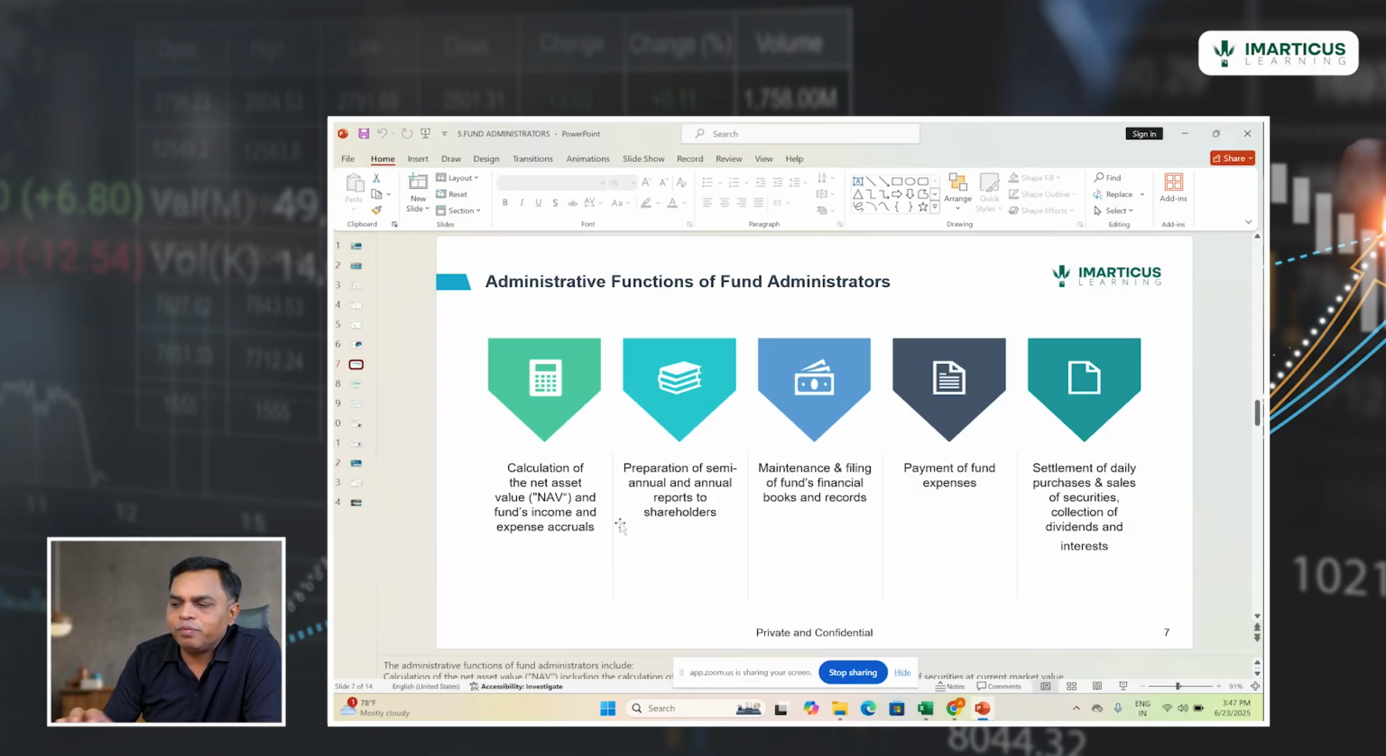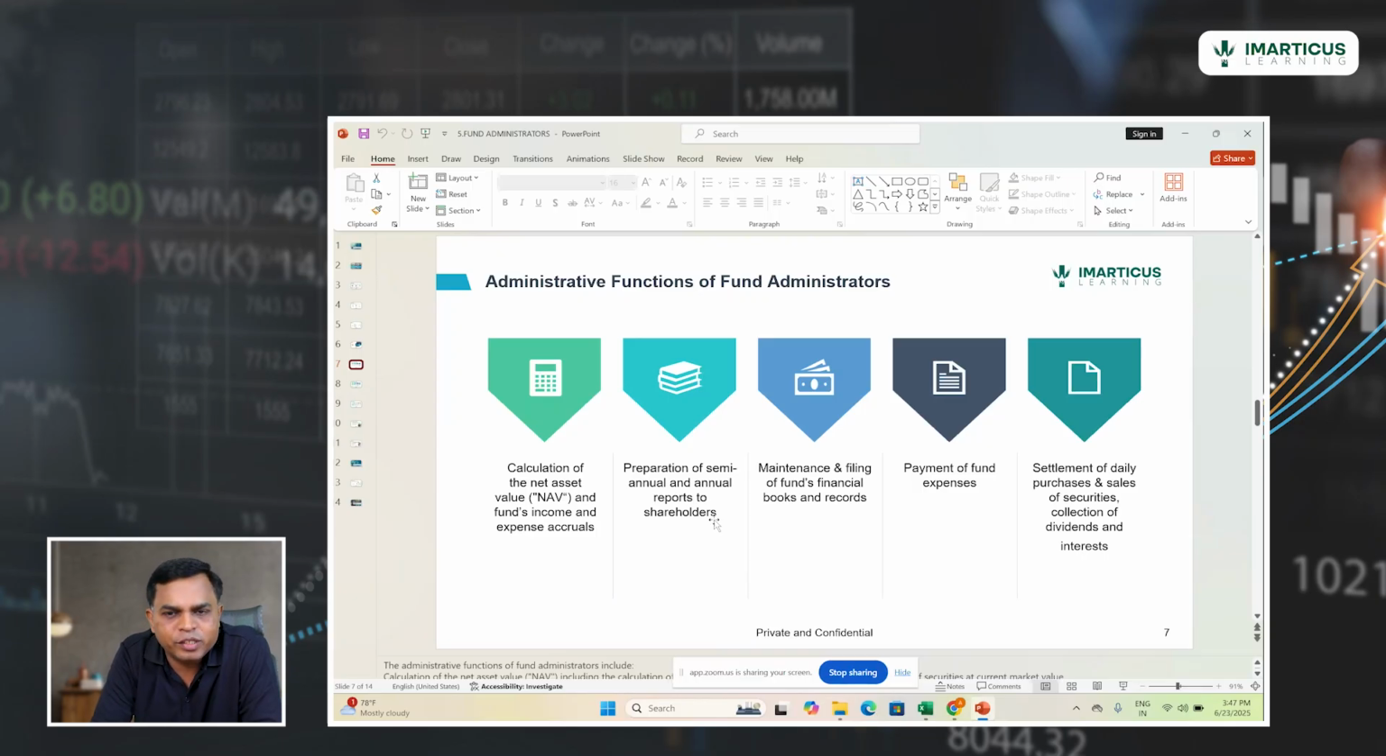Second, they are responsible for investor reporting. Now, they need to publish the fund results on a quarterly or annual basis. Quarterly results are the unaudited results of a fund, which typically show the financial profit and loss statements, balance sheet, cash flow statements, etc. These need to be published to the investors.